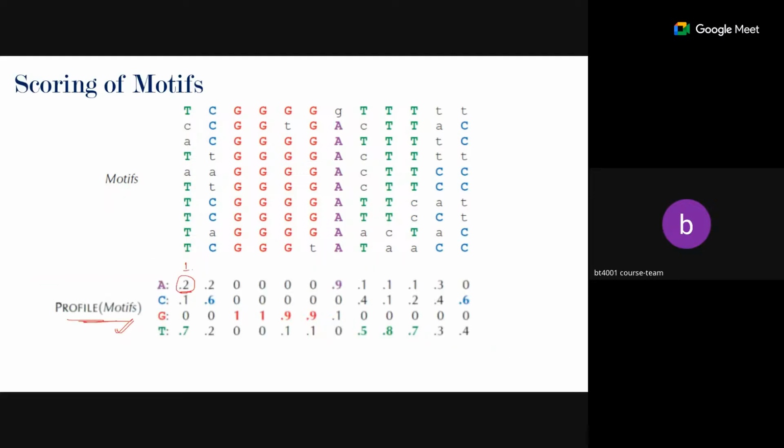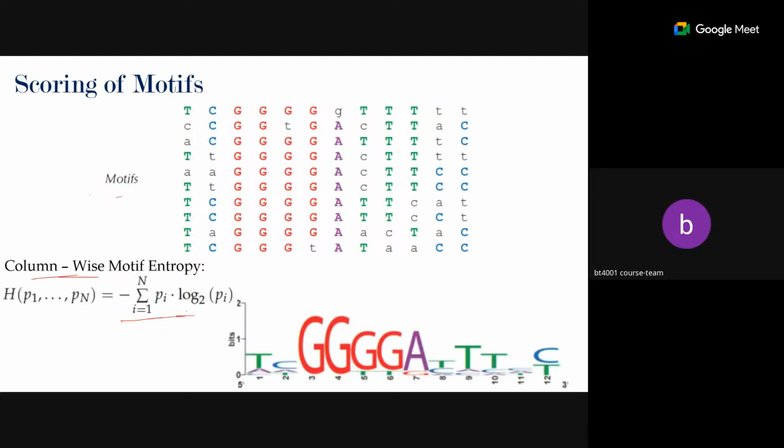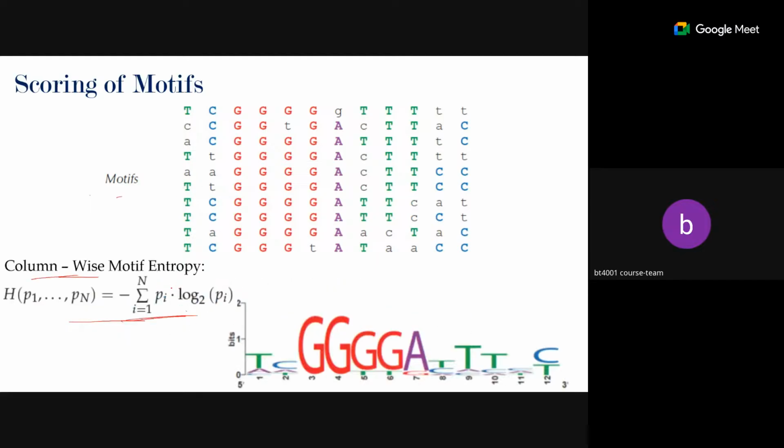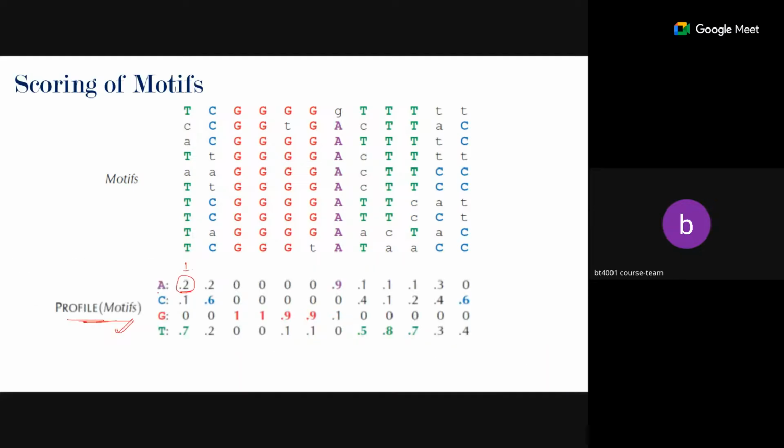So what we are going to do is we will use the profile of motifs to compute the column-wise motif entropy. So this is the formula. Let's say we want to compute, sorry, not the profile, the column motif entropy. We want to compute entropy at the first position. Okay, so if we want to compute the entropy at the first position, each of these values will be our pi's.